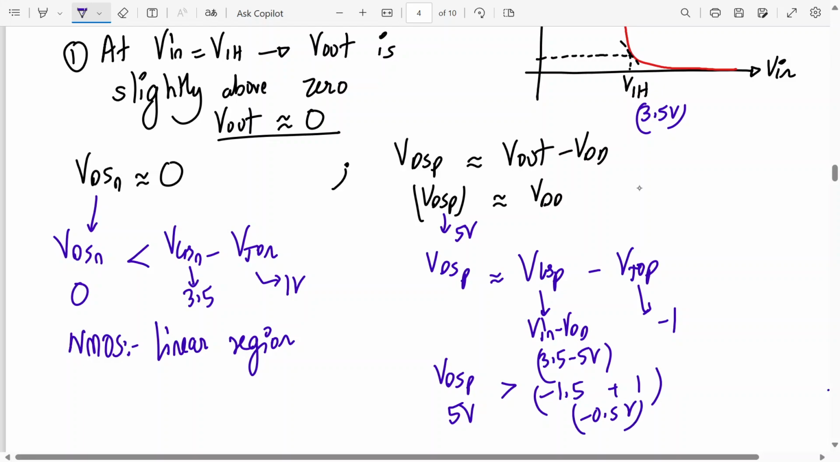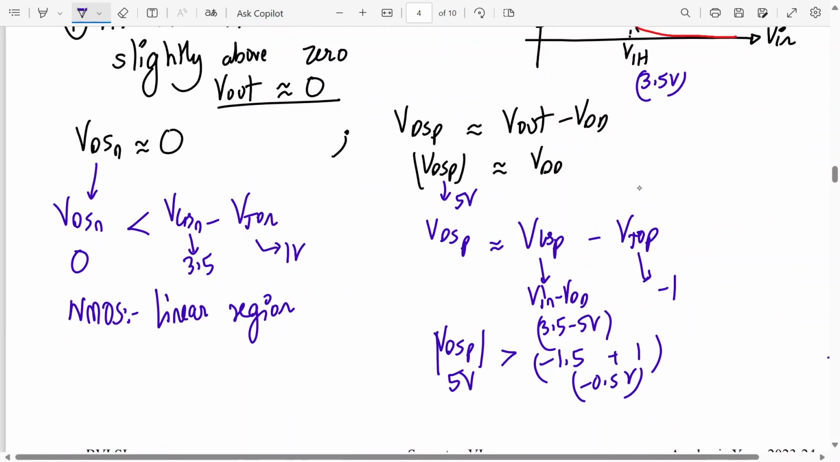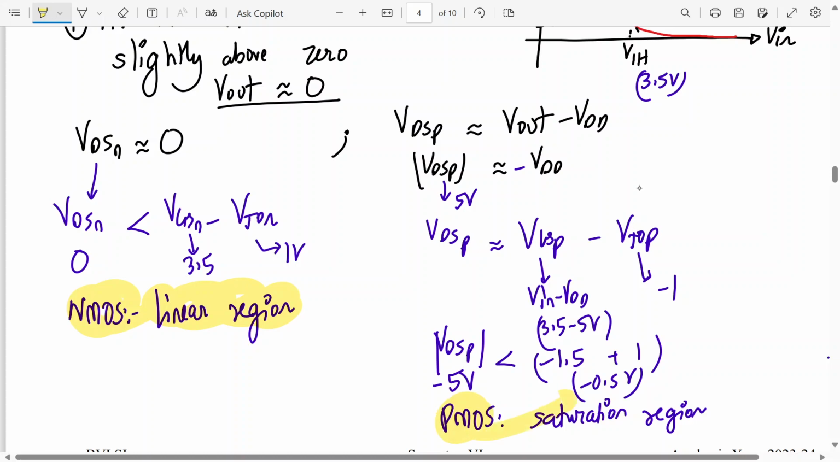So definitely my PMOS will be in the, no, this will be mod of, so this will be less than, because this will be minus 5, because this is minus VDD, right? So this will be minus 5, and minus 5 is definitely less than this value. So my PMOS transistor will be in saturation region. That is for sure. So in region number D, my NMOS is in linear region and my PMOS is in saturation region. For this we have to determine.